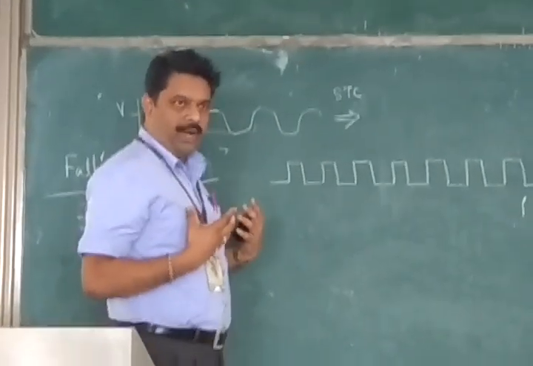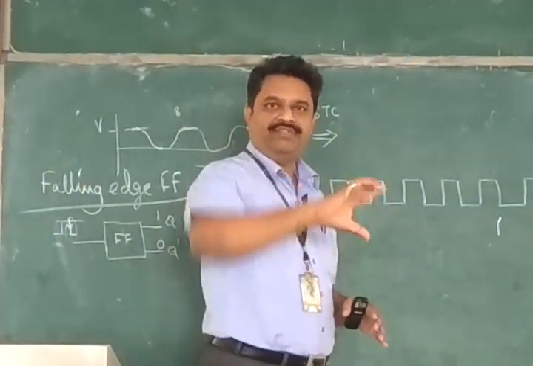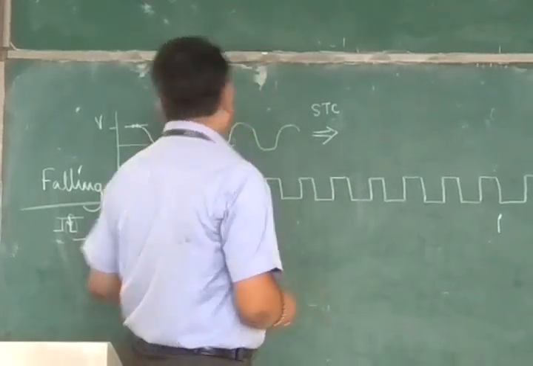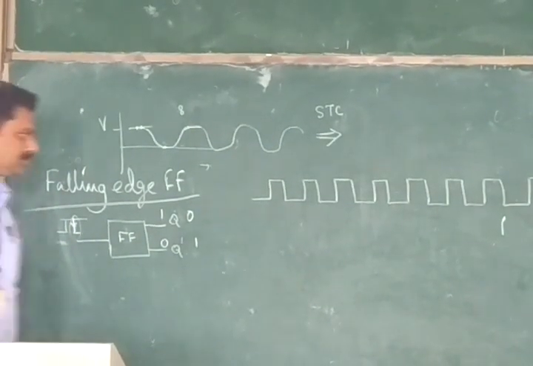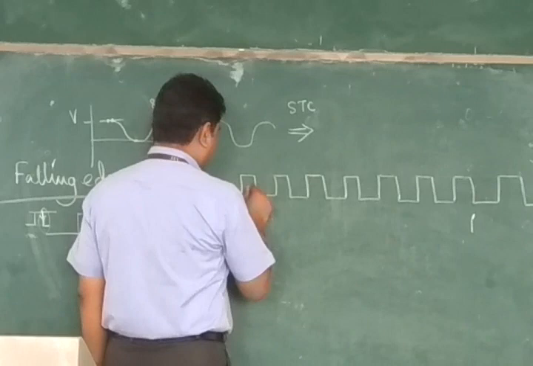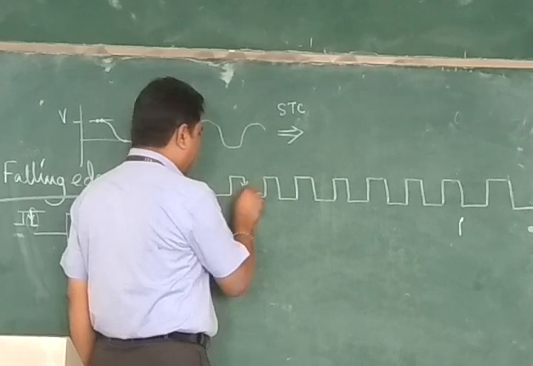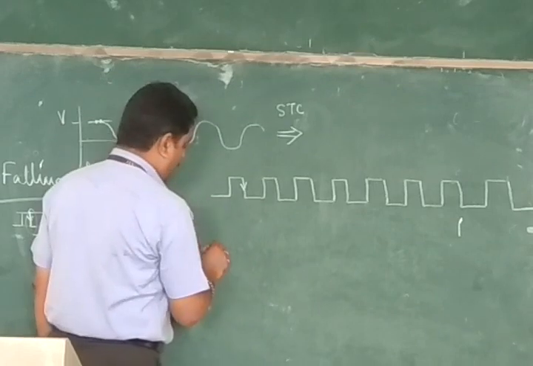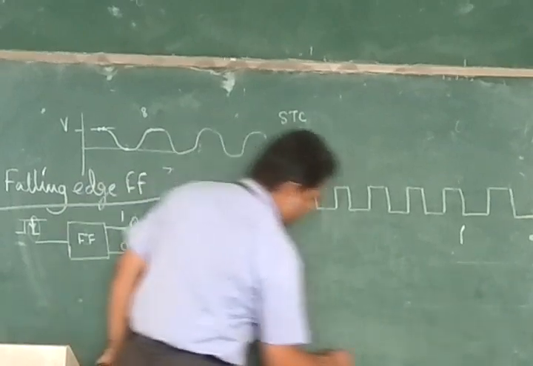Now, my job is I will count how many pulses are produced because of the rotation that they have made. So I need to build a counter. I said I'm going to use a falling edge flip flop. Let's say this is the first pulse, and the first falling edge is coming here. So I have flip flop 1 here, flip flop 2 here, flip flop 3 here.